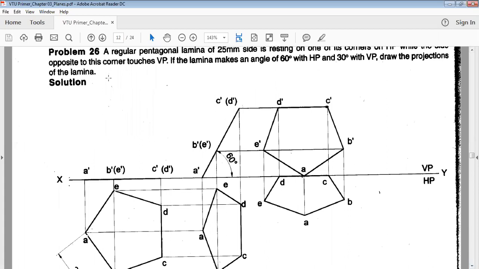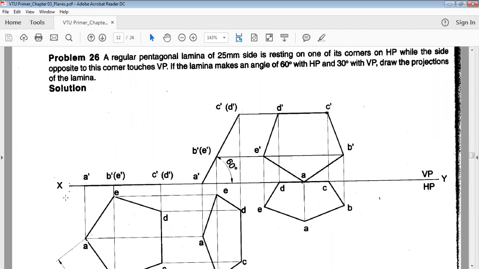So here you just look at problem number 26. A regular pentagonal lamina of 25 mm side is resting on one of its corners on HP, while the side opposite to that corner touches the VP. Touching the VP in the sense it is touching the XY line. And with respect to HP, they have given the angle 60° with HP and 30° with VP.